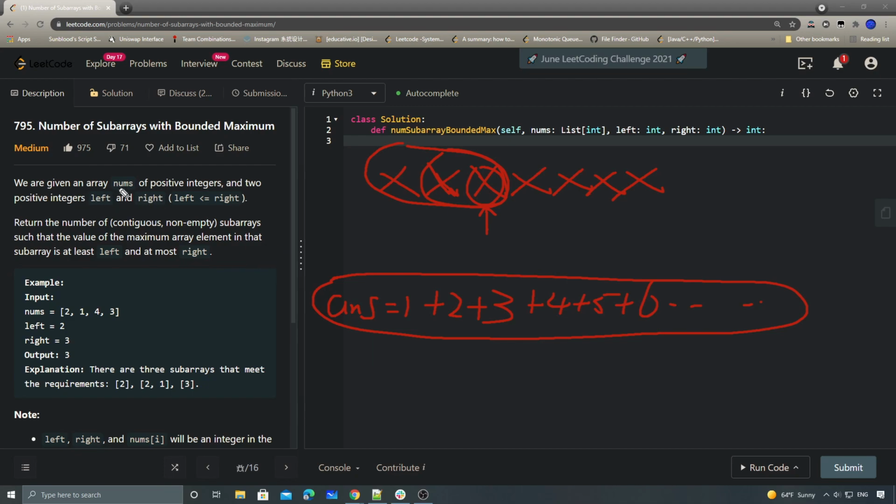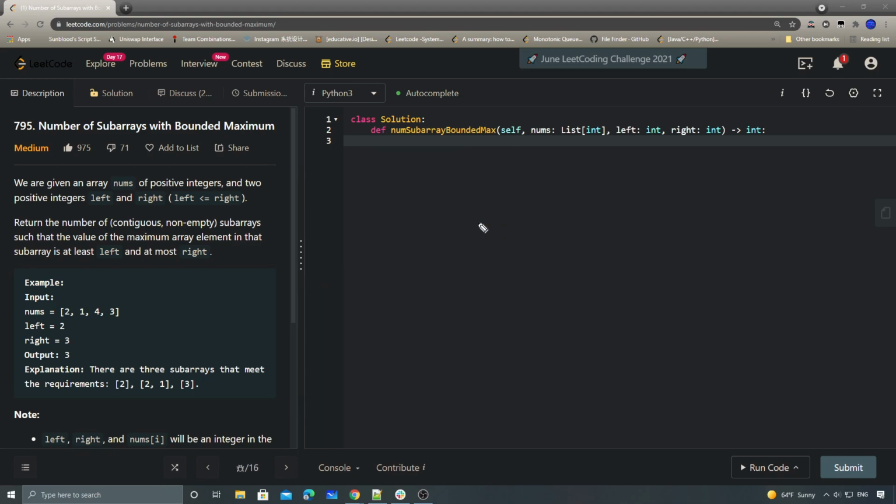But this problem is giving us 2 constraints, which means that we should only count the subarrays whose maximum is within this range. And how can we do it? I think the best way of solving it is by trying to find a good example. Let's do a little bit of modification for this one. Let's still use left equals 2 and right equals 3.